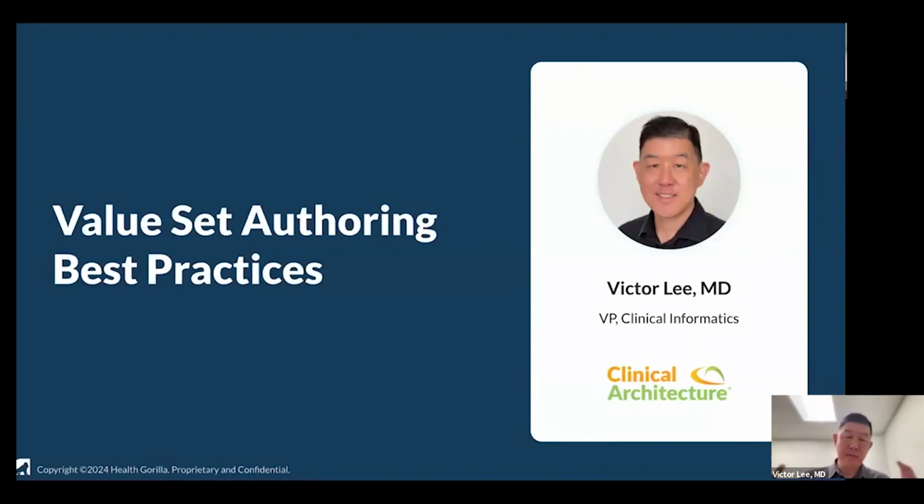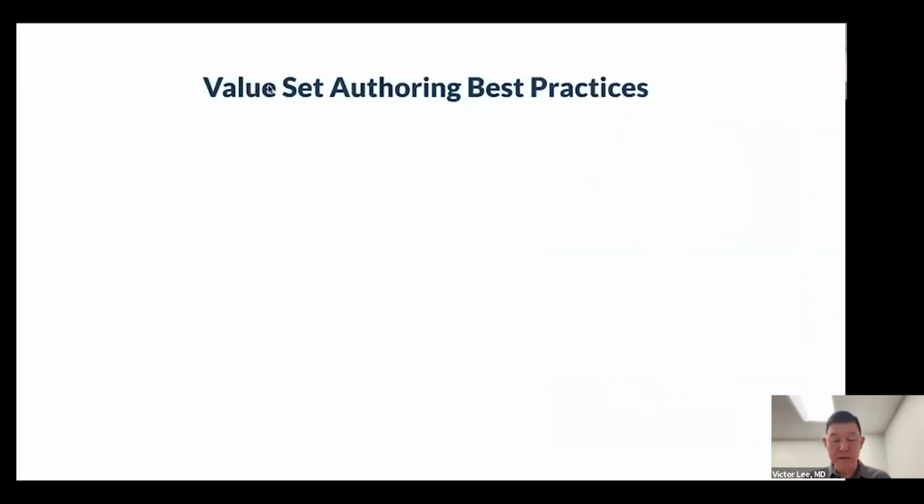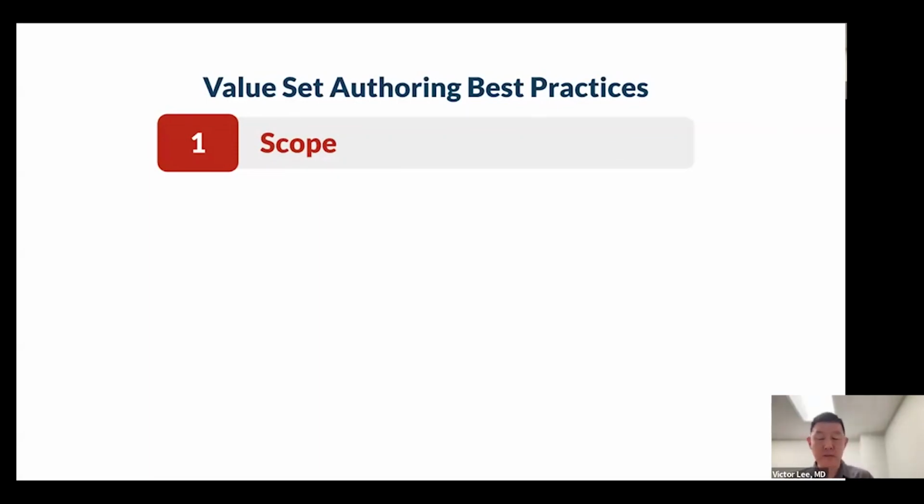And to tee up a deeper dive into value sets, I just want to share a few best practices for value set authoring as well as maintenance. So if we go to the next slide, I just have one slide to tee things up for Raymond. Again, 5 best practices, starting with number 1, which is scope. As we create a value set, we want to be mindful of the scope. What is the inclusion and the exclusion criteria?